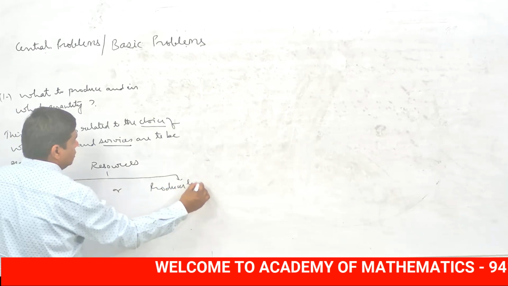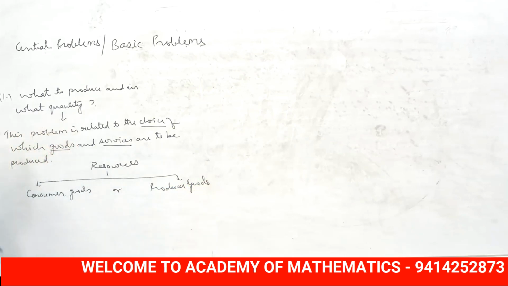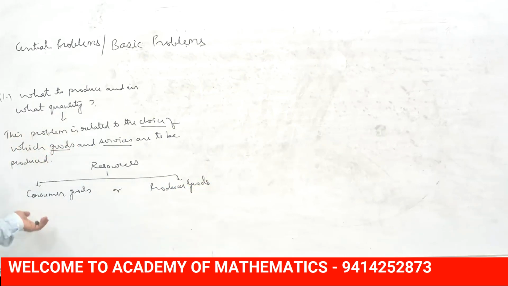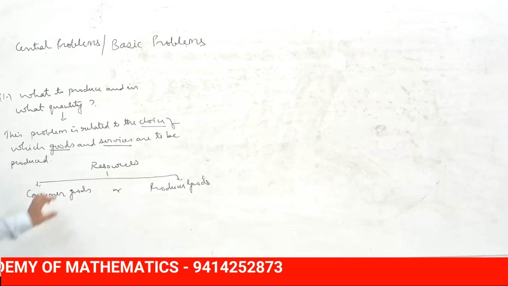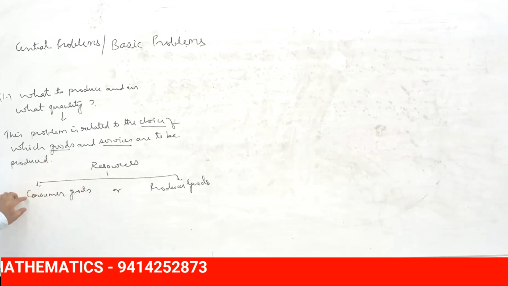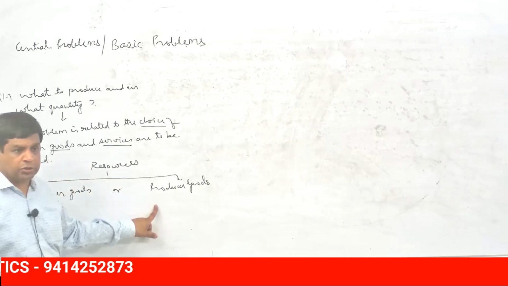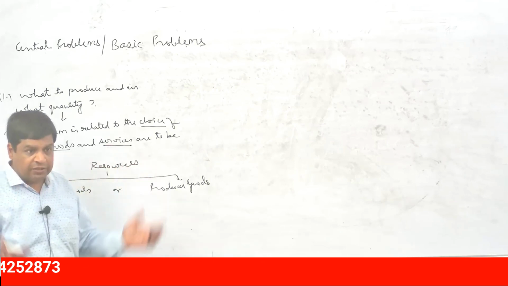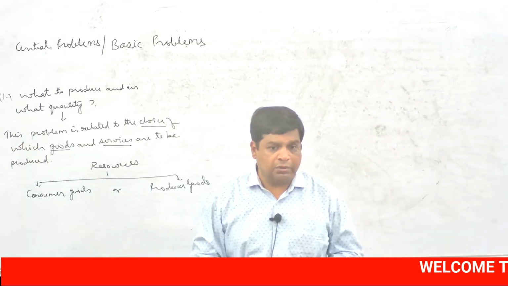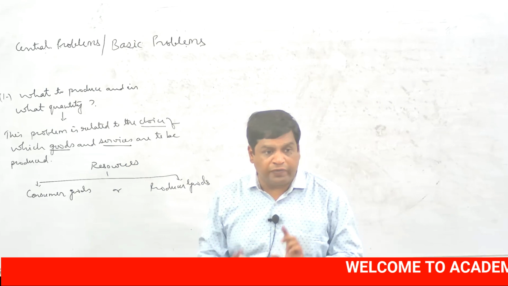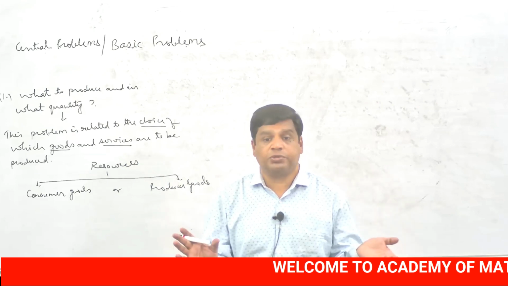There is a choice. We can't say that we divert all the resources to consumer goods or producer goods, but we can take the option of whether the resources are used for consumer goods or for producer goods. The decision depends upon the country level. This is the topic of microeconomics, but we are discussing central problems.